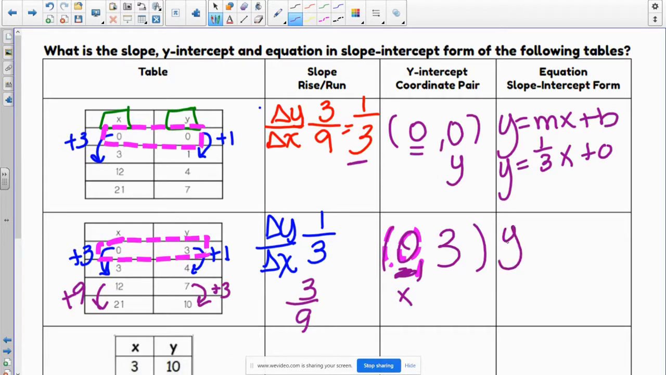Your equation format, I like just to write it over and over and over, because you will be writing it over and over in algebra. So y stays as a variable, because that's always varying. Your slope, again, was 1/3. Your x is your other variable. And then b, your y-intercept this time, is 3.